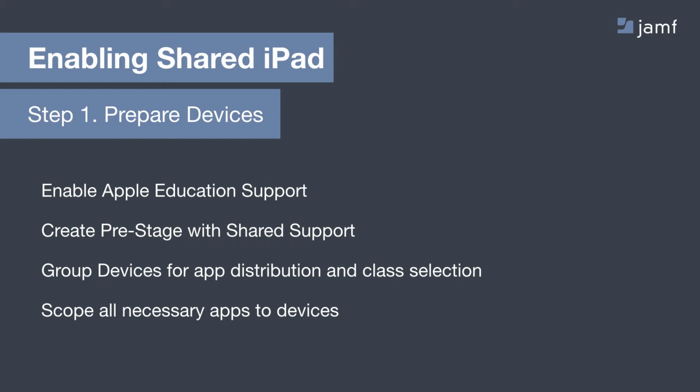The second thing we'll do is create a pre-stage enrollment with shared iPad support. And that's going to help us kick off that device wipe, come back online, and know you're a shared iPad. Then we're going to group our cart of devices together to make it really easy to distribute the apps to that device, because keep in mind, those shared iPads need every app that a student might need when they encounter it. And it's also going to help us select these devices and specify a class to them.